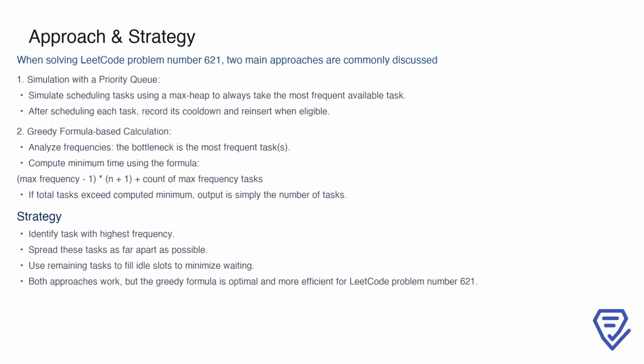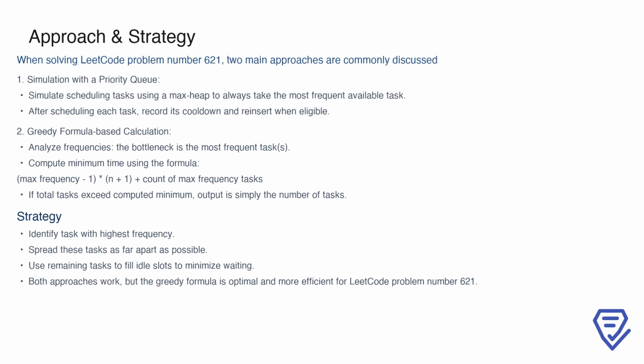There are 2 classic approaches for LeetCode Problem number 621. The first is simulation, using a priority queue to repeatedly schedule the most frequent remaining task. Idle slots and cooldowns are tracked until all tasks are finished. Although conceptually clear, this approach can be slow for very large inputs.